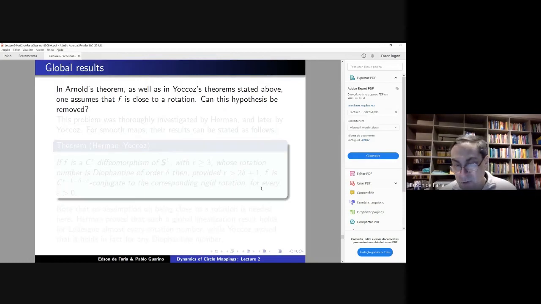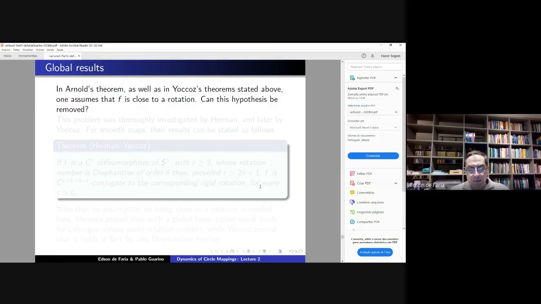And now I want to give you some statements of global results, because when Arnold proves this theorem, in the same paper, he actually raises the question, is it necessary to assume that the map is close to a rotation, okay? In the 60s and 70s and 80s and so on, people investigated this question very thoroughly, and by people I mean really mostly Herman and Yoccoz. So the goal was now to remove this hypothesis. Now I'll state some results first for smooth maps.